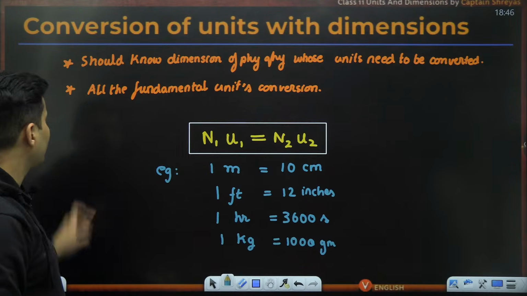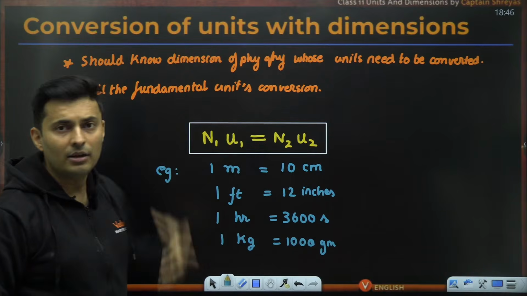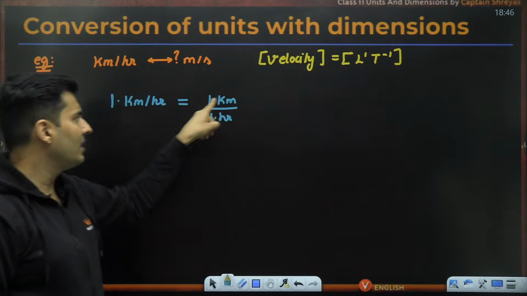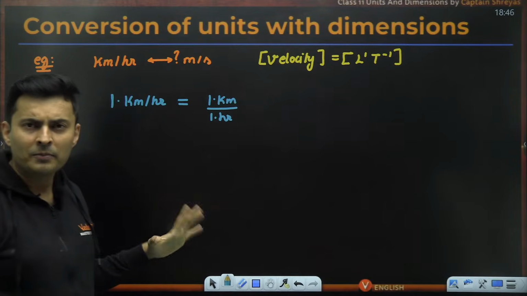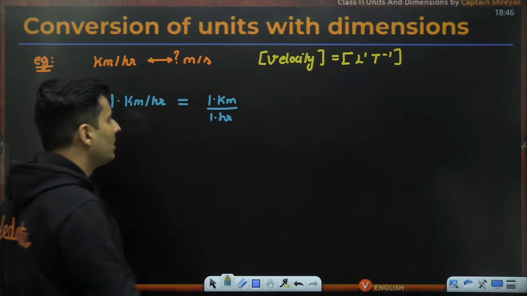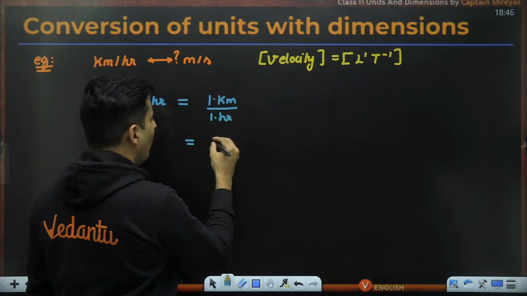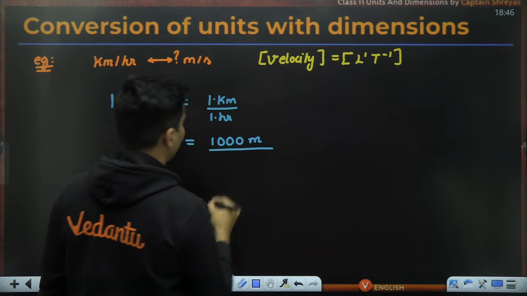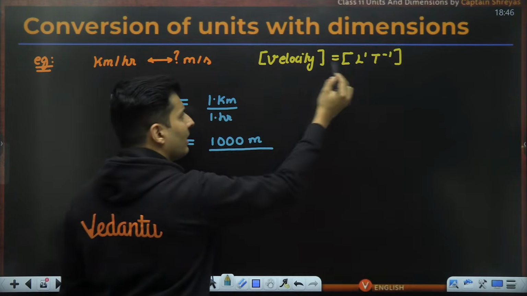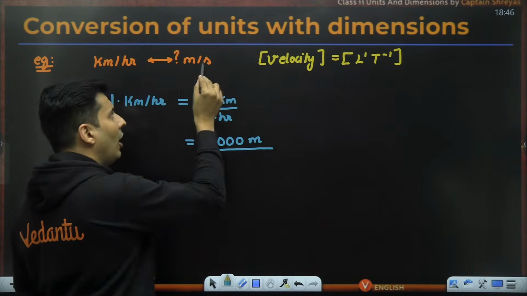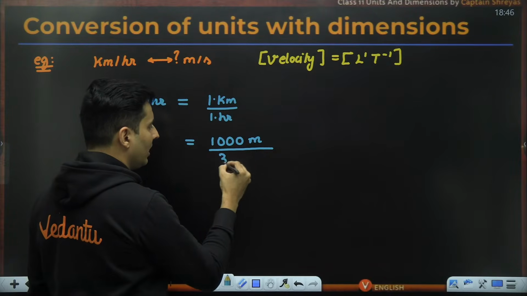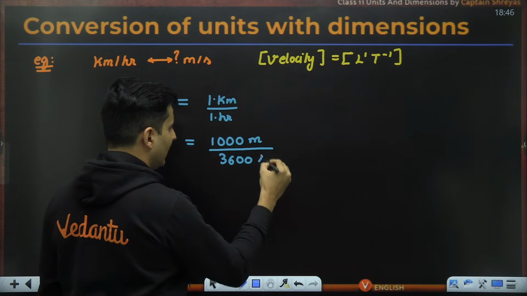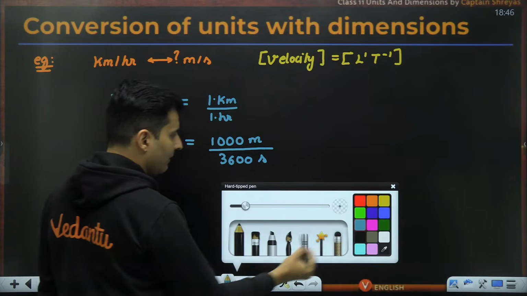like I said over here, you need to know the fundamental units conversion. So length, fundamental unit kilometer, okay. How many meters will it be? 1 kilometer will be 1000 meters, okay. 1 hour for the time unit will be how many seconds? It will be nothing but 3600 seconds. Okay, fair enough.